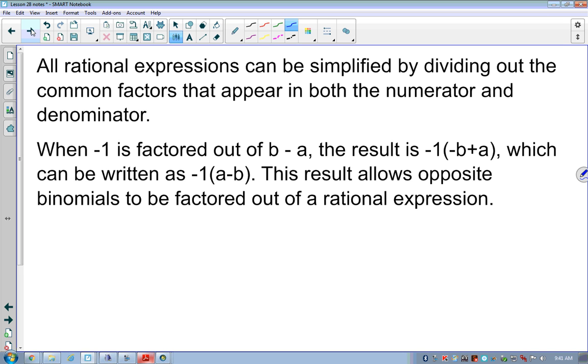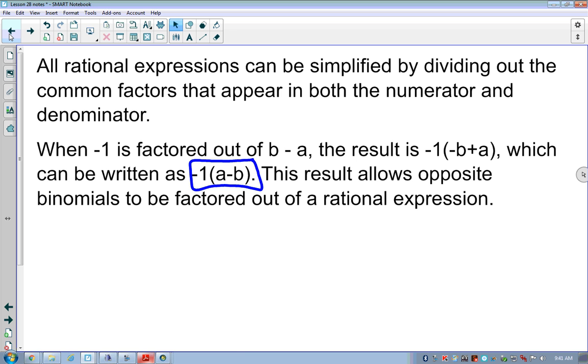This can be rewritten as negative 1 times, and then we just flip it so that my a, which is positive, comes first, minus b. And that's how we'd really rather see this written, rather than having a negative variable show up as the first term in my parentheses. This result allows opposite binomials to be factored out of a rational expression. So when we can, we want to factor out negative numbers so that we have a leading coefficient that's positive.